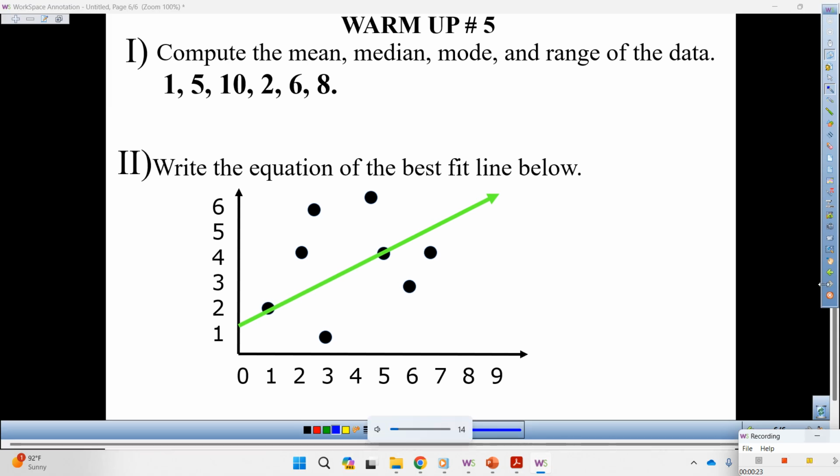All right, for the sake of time, really quick, turn to your neighbor, let them know what you got for number 1, in regards to the mean, median, mode, and range, and then we'll get this show on the road.